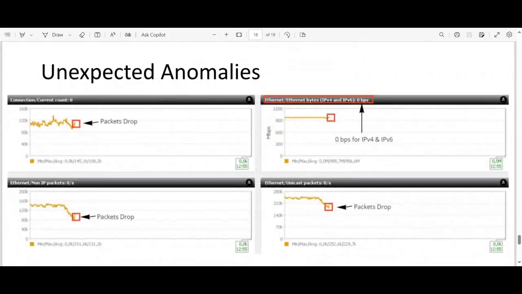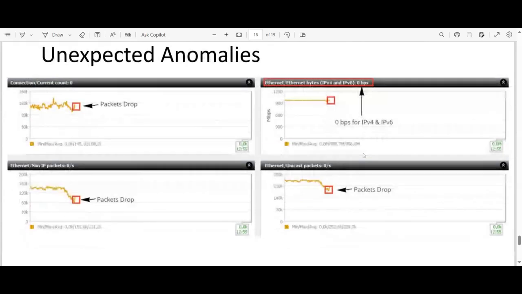We also had an unexpected anomaly when testing the dataset in real time. We could see that we had an issue of packet drop. When testing the dataset in real time, we lost some packets for unknown reasons, and this can be investigated further.